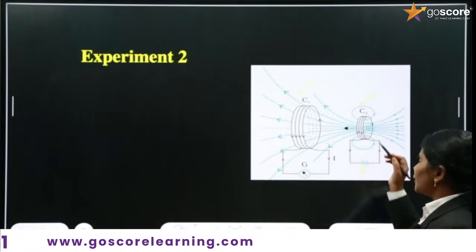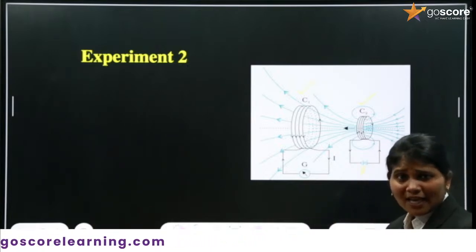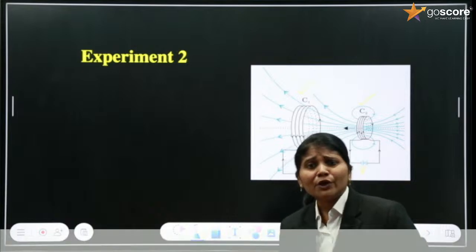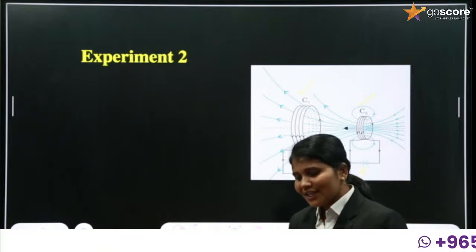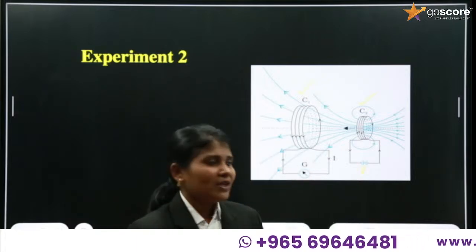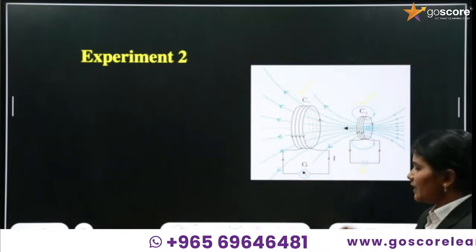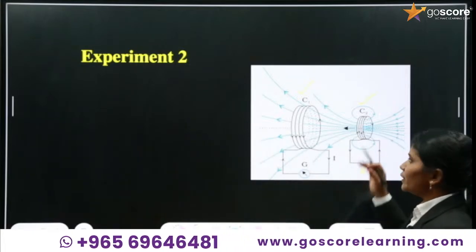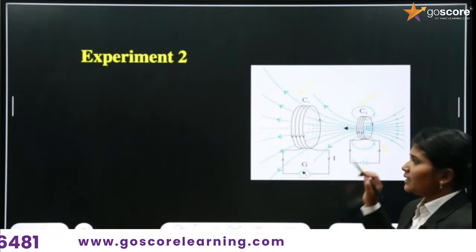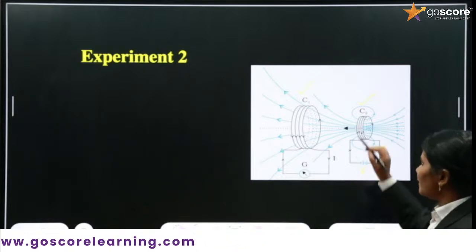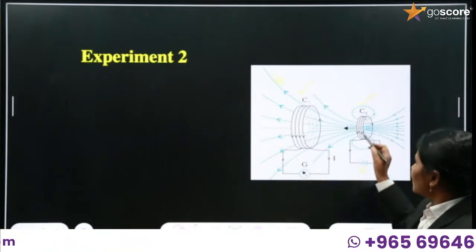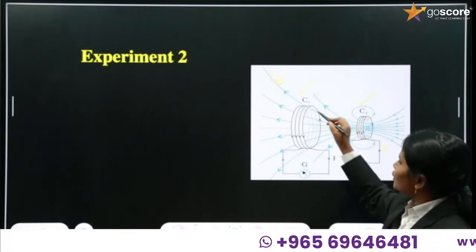When the battery is connected to the current carrying coil C2, what will happen? What did Oersted discover? Any current carrying coil produces a magnetic field. Here we have connected the battery, which means a voltage. When we give voltage to the coil, current passes through the coil. Then magnetic field lines are produced, and that magnetic field passes through C1.